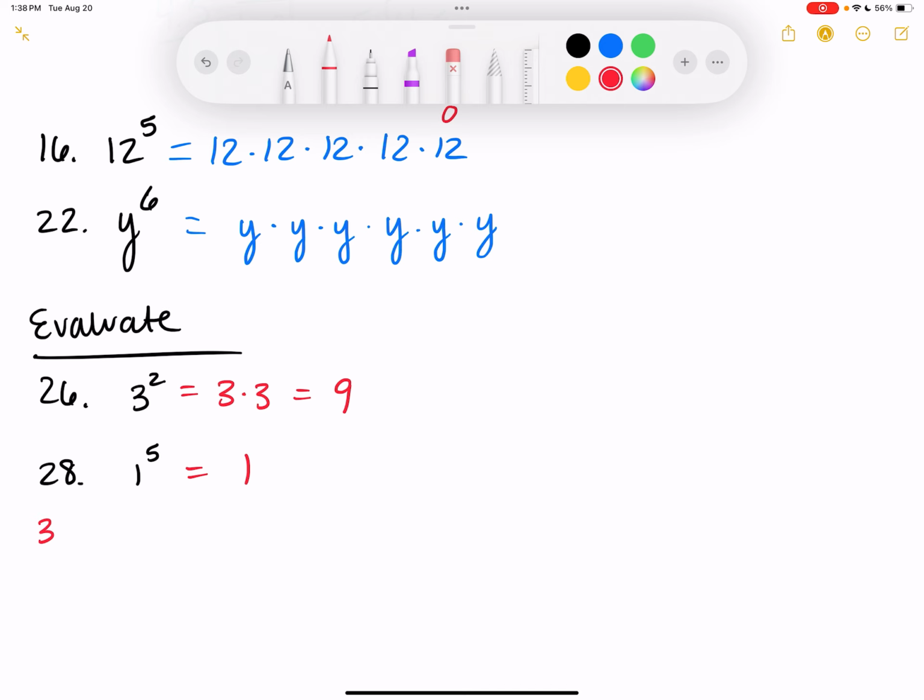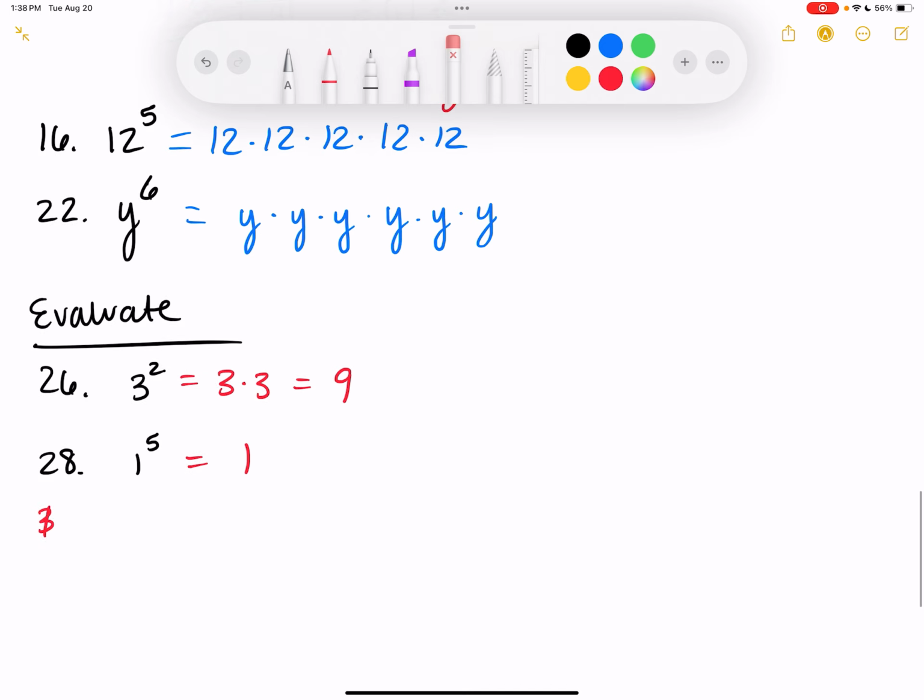32. She might be trying to trick us now. 2 to the 6th. 2 times 2, times 2, 64. Yep, so you can write it out that way if you want. It is 64.